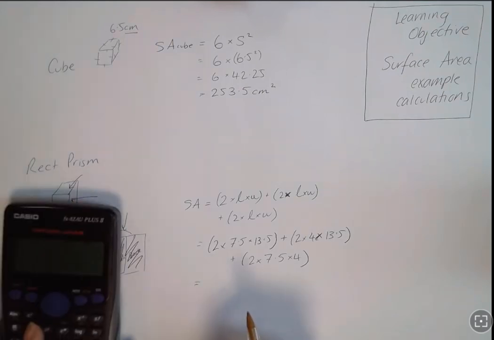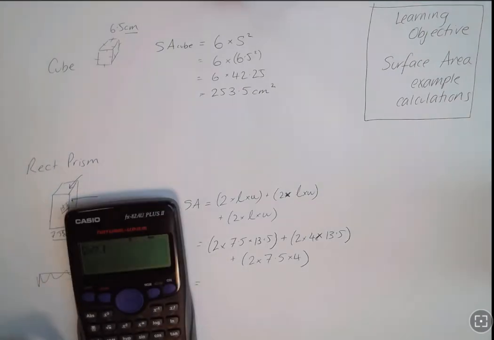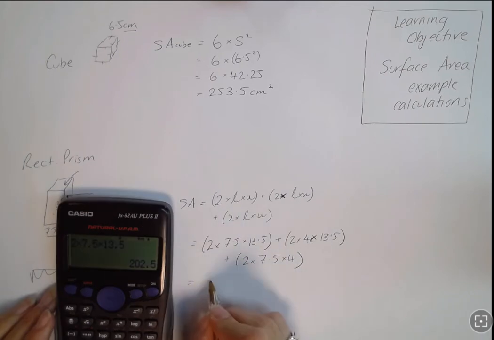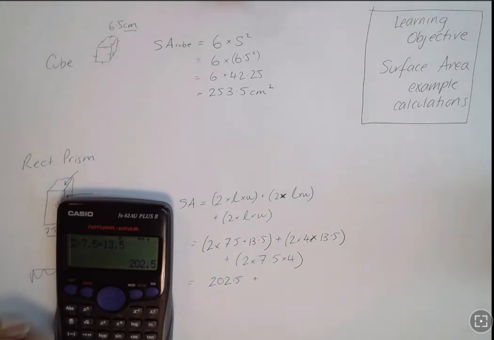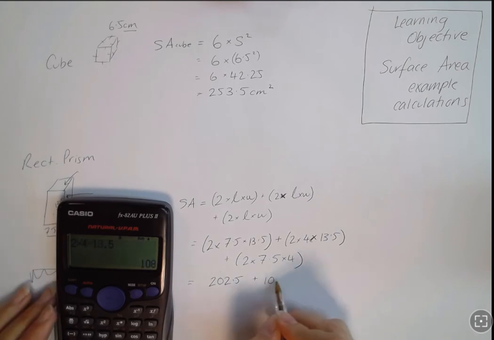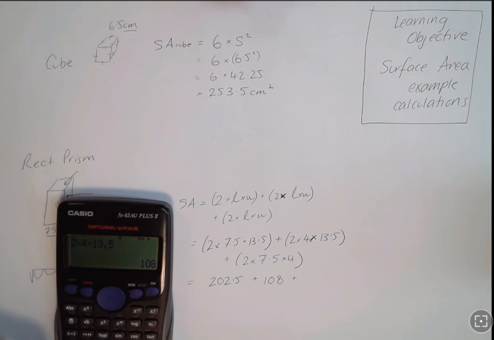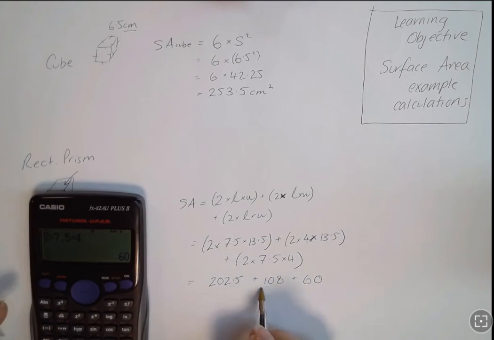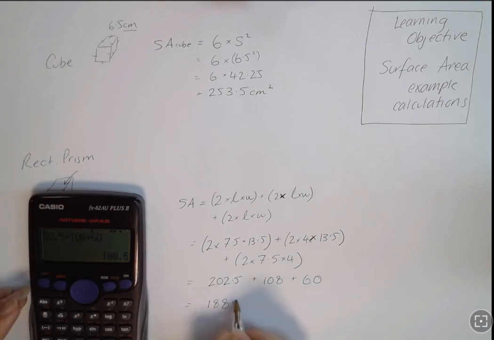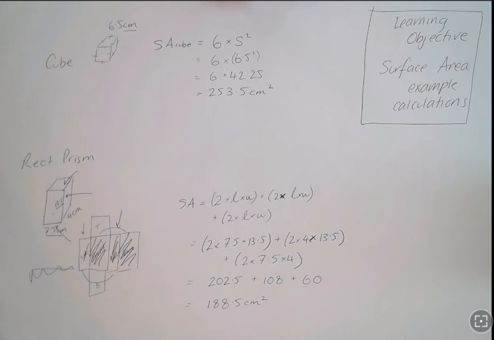Alright, let's do these one at a time. So 2 times 7.5 times 13.5, that's our first bracket, is 202.5. We are adding it. 2 times 4 times 13.5 is 108. We are adding the next set of sides. It's 2 times 7.5 times 4. We are adding that one. So we've covered the front and back, the sides, and the top and bottom. We add them all together to get the exact amount of cardboard that we would need to make that kind of box, or whatever it's going to be made out of. So there's 188.5. Remember, we are still working in squared centimeters.